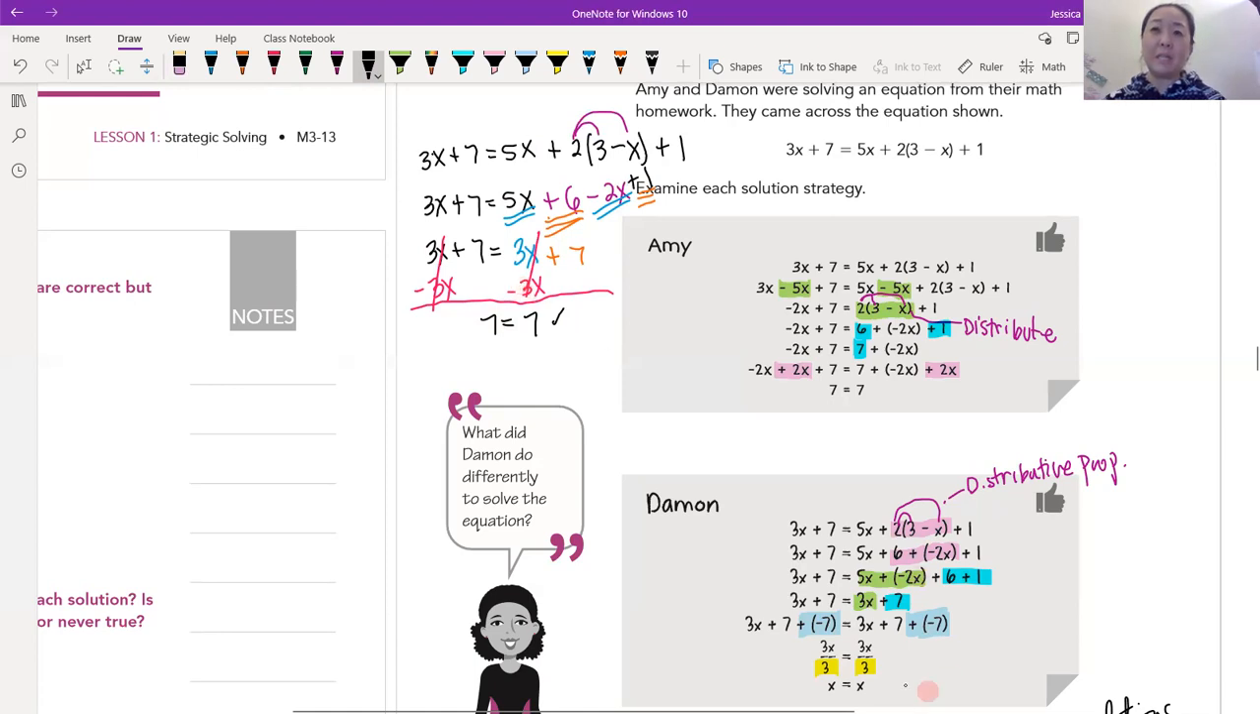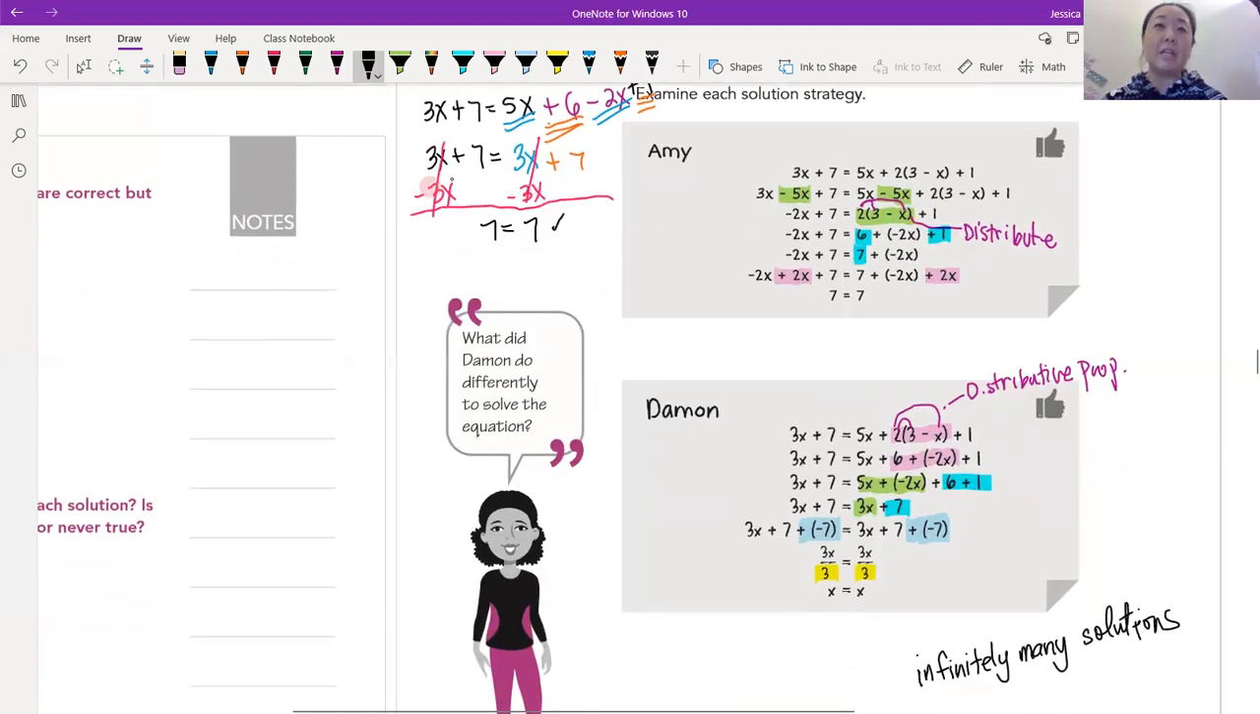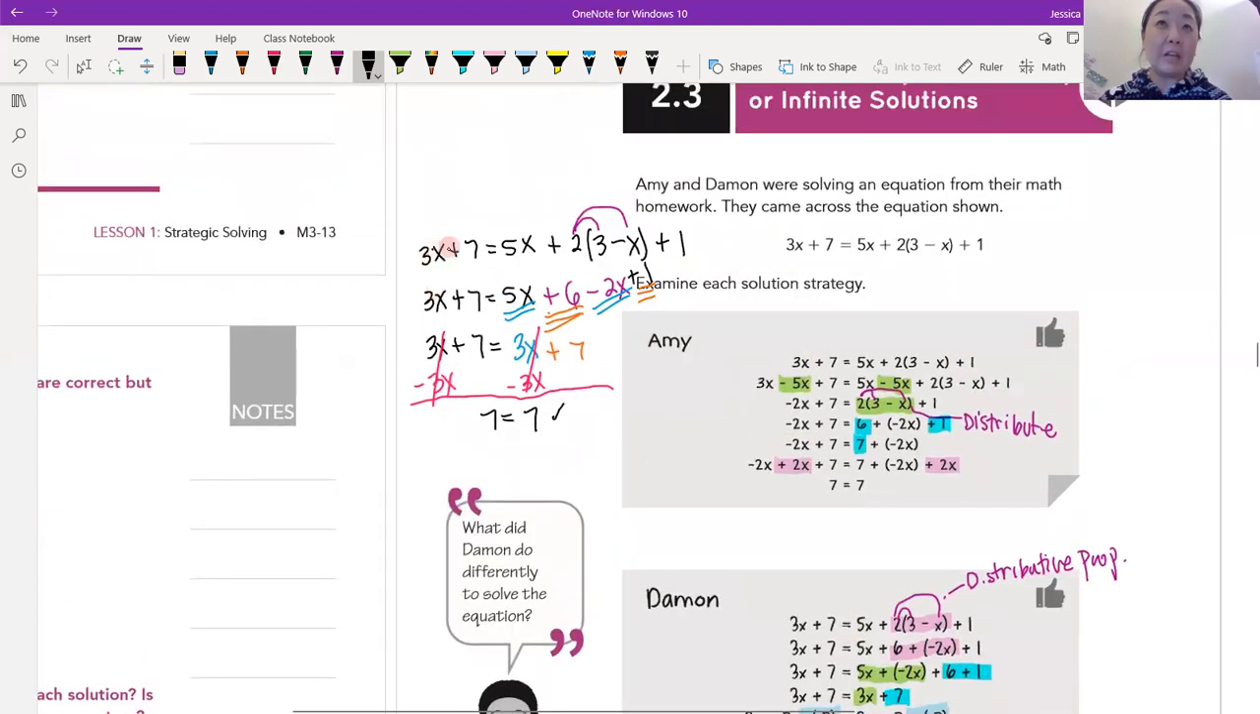And if you notice here, Damon did it a little bit differently. He got the numbers together first, and then realized it's just x is equal to x, which means you can put anything in for x, and it doesn't matter because it's going to cancel out anyways, right? So x could be 10, x could be a million, x could be 4,262, x could be negative 0.2226, because it doesn't matter. It's going to work out anyways, right?